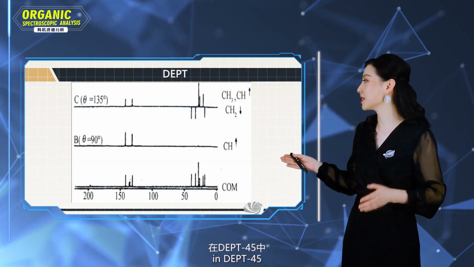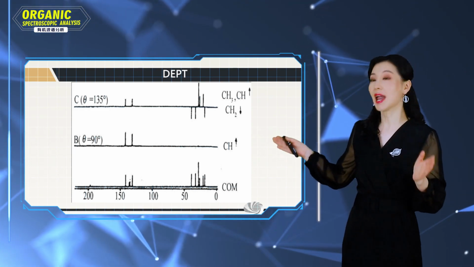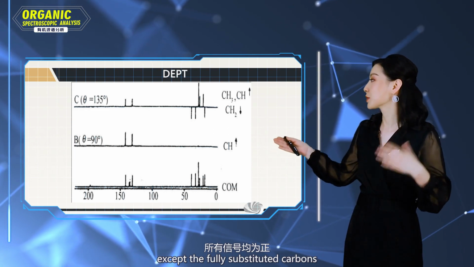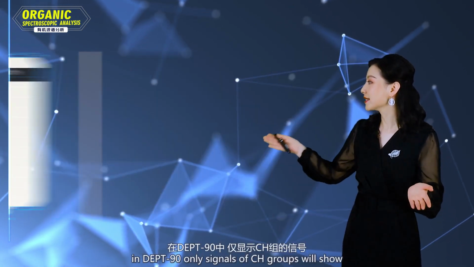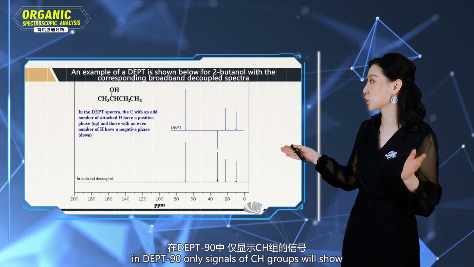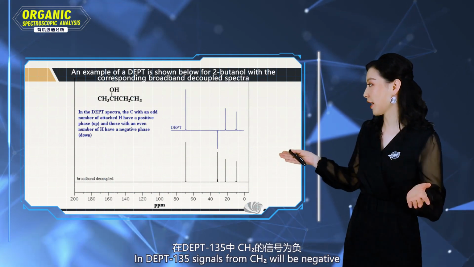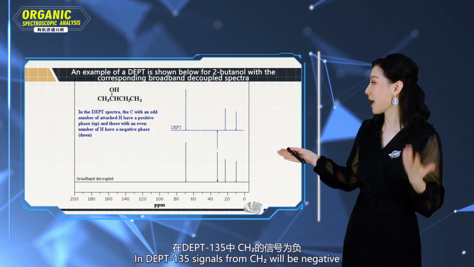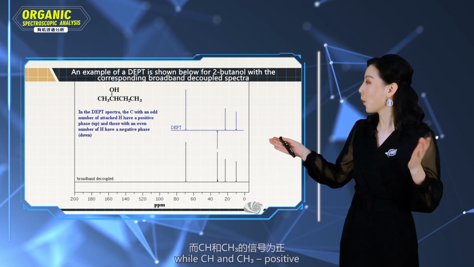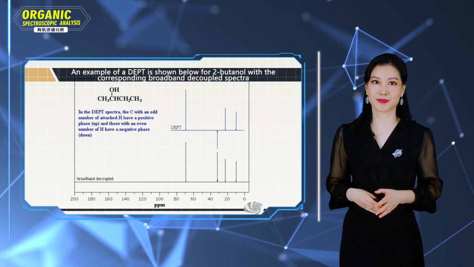In DEPT 45, all signals will be positive, except the fully substituted carbons. In DEPT 90, only signals of CH groups will show. In DEPT 135, signals from methylene will be negative, while CH and the methyl group will be positive.